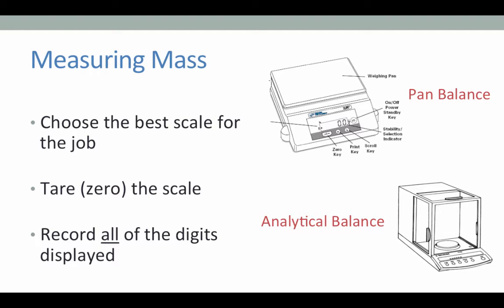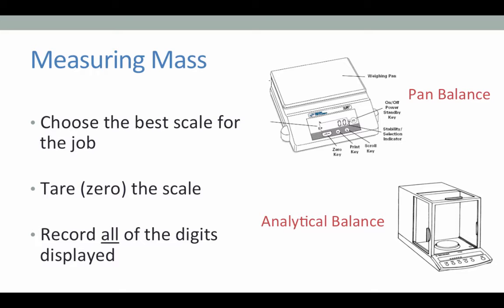When measuring mass or conducting any sort of scientific measurement, it's important to use the right tool. And so we want to make sure we're using the best scale for the job. In the Chemistry 1A laboratory, we have two types of scales available. We have the pan balance, pictured at the top, and the analytical balance, pictured at the bottom. And I'll explain how these work in a moment.